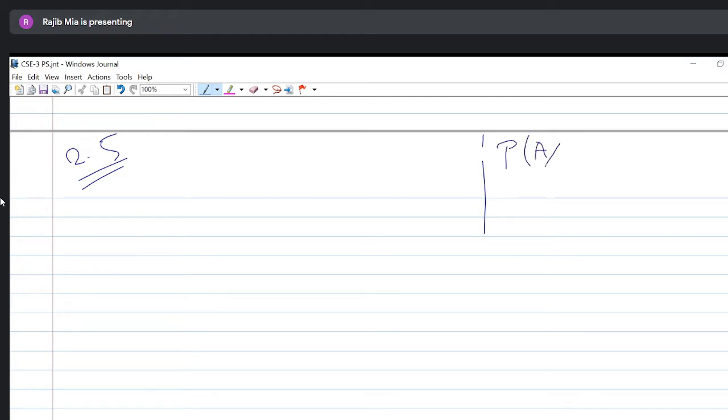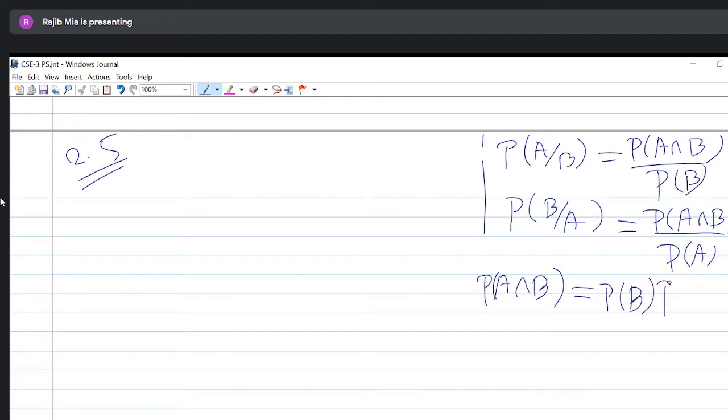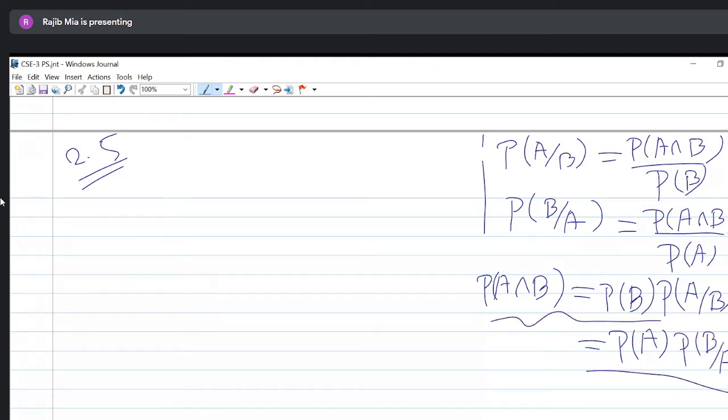The probability of A given B equals the probability of A intersection B divided by the probability of B. And also the probability of B given A, when A has already happened, is the probability of A intersection B divided by the probability of A. From this, the multiplication rule follows. The probability of A intersection B you can write from the first relation as the probability of B into the probability of A given B, and from the second, the probability of A into the probability of B given A. This is the multiplication rule for the probability of A intersection B.